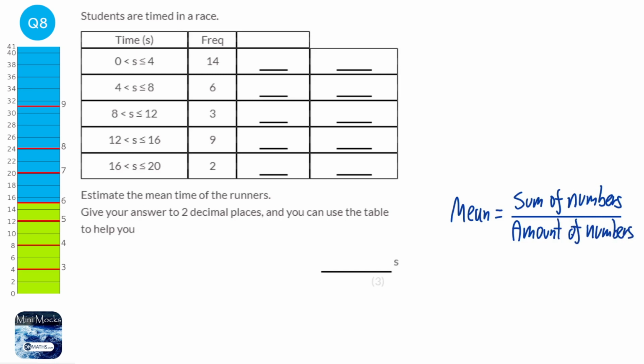Now, what this table is telling us is there are 14 students who got a time between 0 and 4 seconds. Now, it's absolutely impossible to work out what time those students got with the information in this table. So what we need to do is we need to assume they all got, say, 0 seconds or all got 4 seconds. And the fairest value to say that they all got is what we call the midpoint.